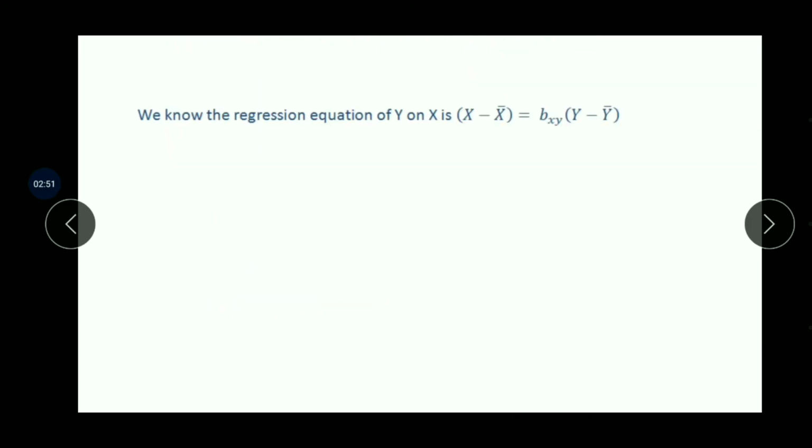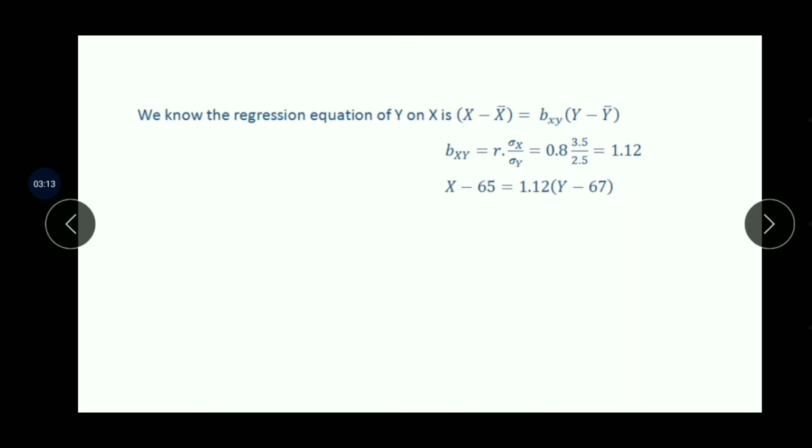Similarly, we can find the regression equation of x on y. It's given by this formula. We know the value of x bar, we know the value of y bar, we have to find bxy. Bxy is equal to r sigma x upon sigma y. R is 0.8, sigma x is 3.5, sigma y is 2.5. We'll calculate it, and it will come out to be 1.12.